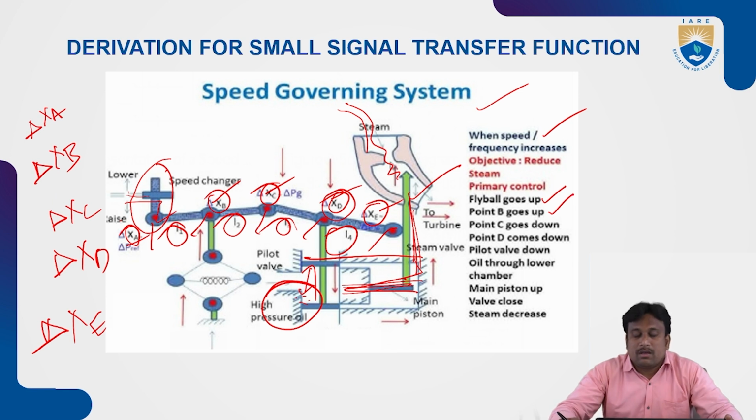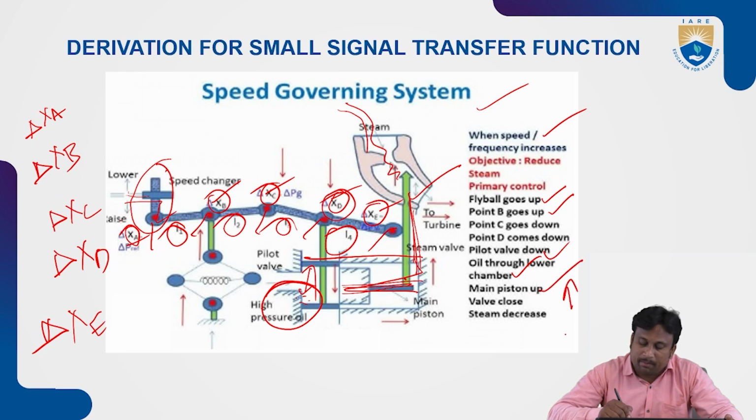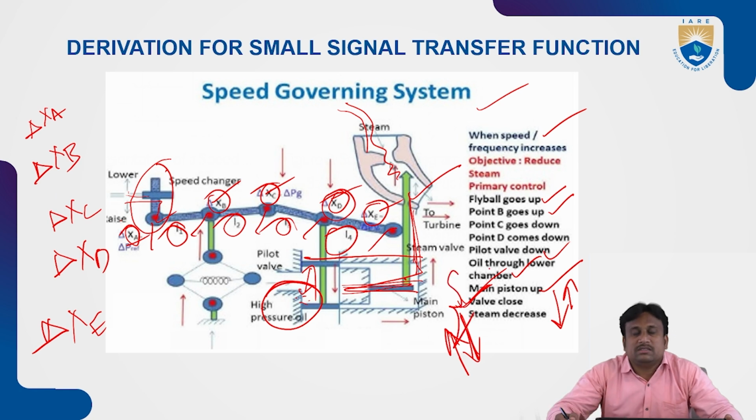comes down. The pilot valve will go down, and oil through the lower chamber is maintained, and the main piston takes its action up and down, and valves are closed and opened. Then steam is decreased and increased. So based upon these parameters, the speed governing mechanism is operated.